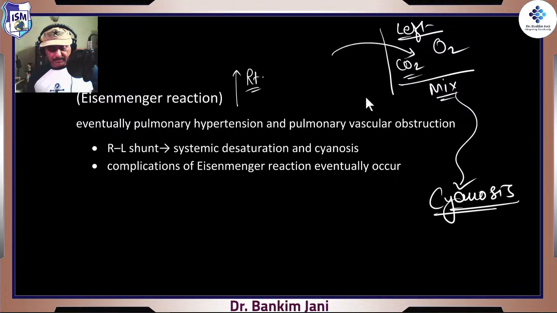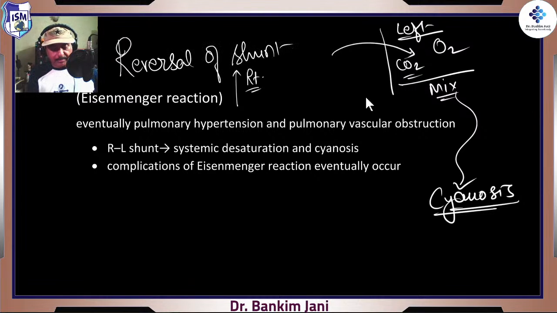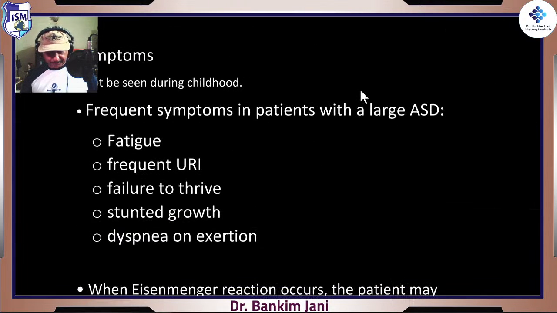This is what will start happening, and then there would be complications of this Eisenmenger reaction. That is reversal of shunt, right? So I'll just write reversal of shunt. That is what is called the Eisenmenger reaction. What can really go wrong in this? So many things, right? So let's start with ASD first, and then we see what will happen in Eisenmenger.